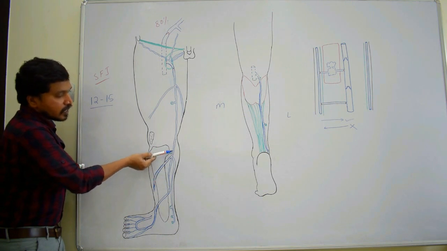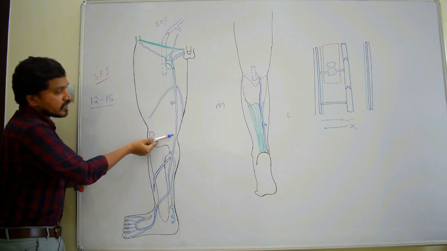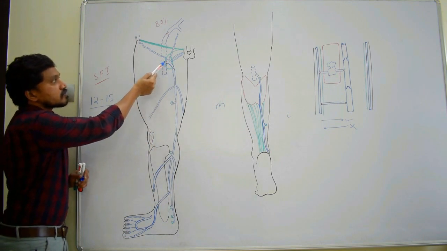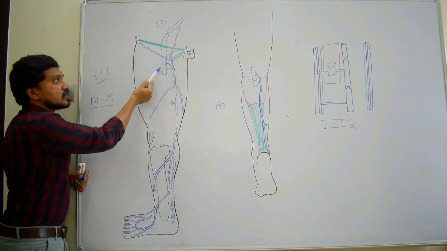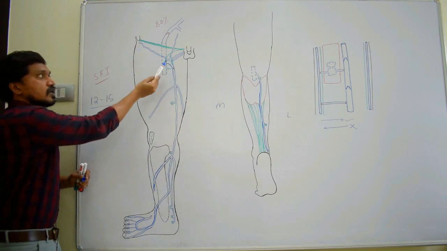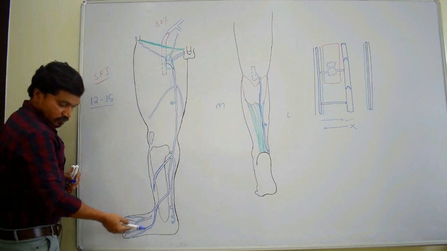tibia, and appears in the roof of the popliteal fossa, otherwise it is present behind the knee joint. Then it ascends obliquely upwards along the medial aspect of the thigh and reaches the saphenous opening, where it pierces the cribriform fascia and opens into the femoral vein. This is the course.